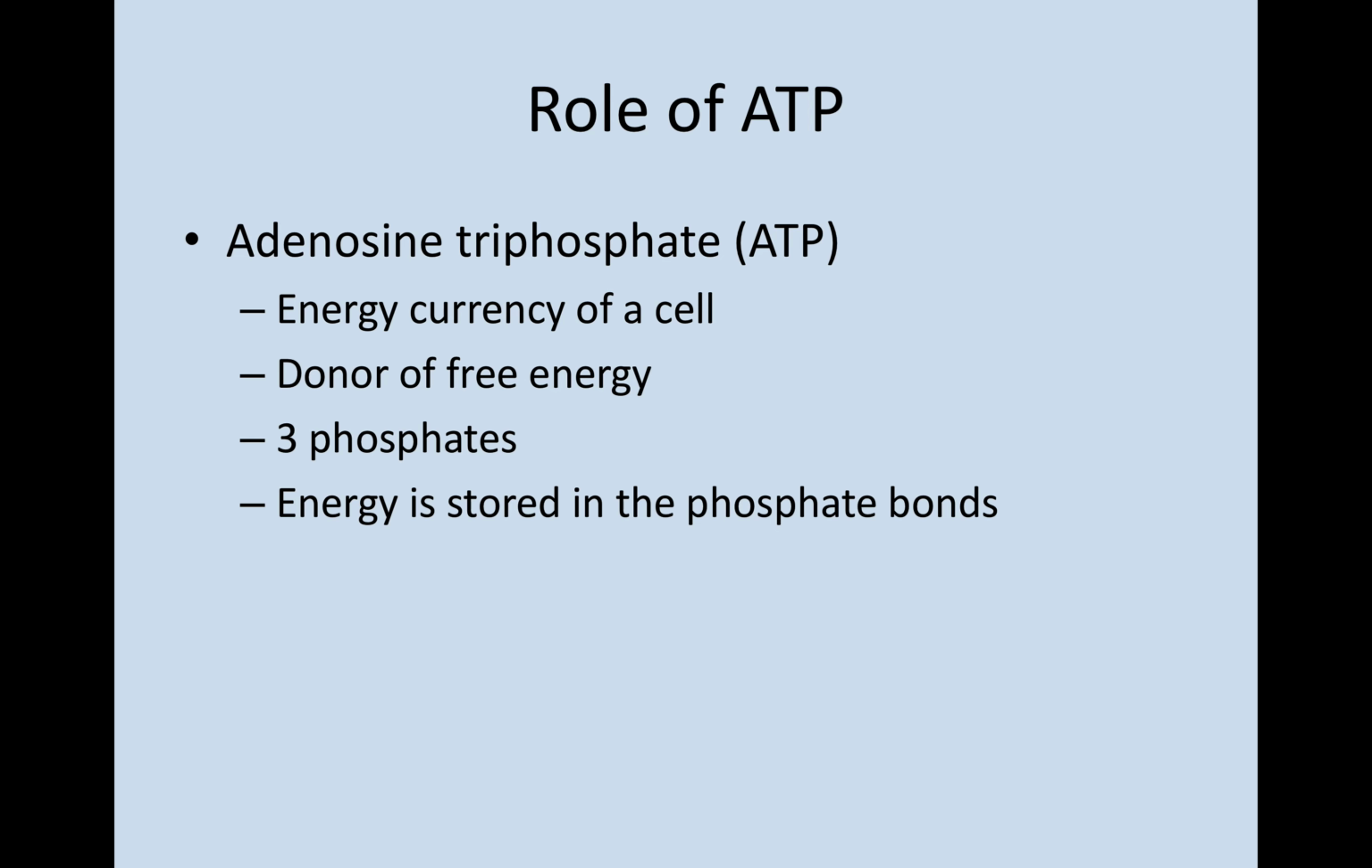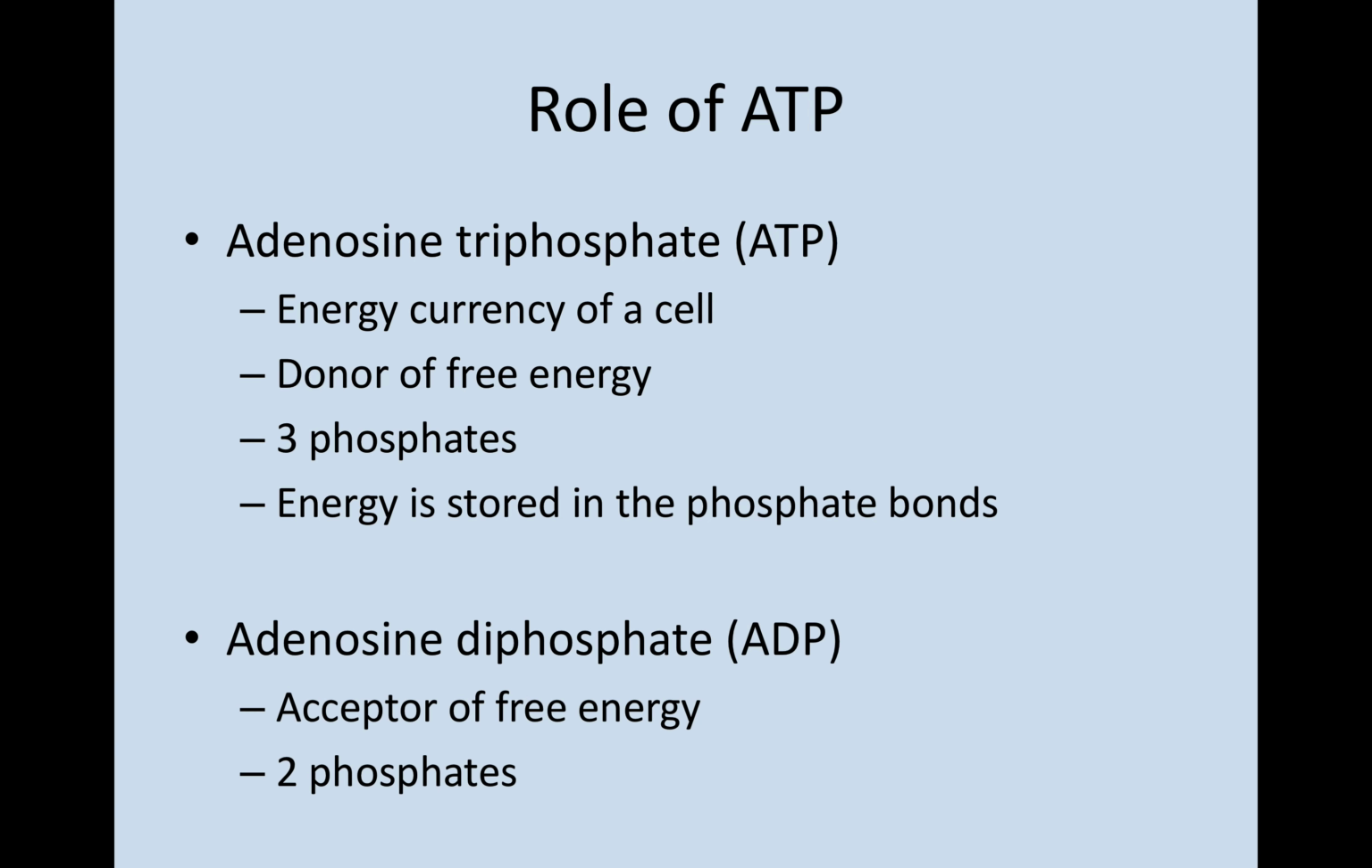So ATP is the energy currency of the cell. It's a donor of free energy. There are 3 phosphates associated with ATP, and energy is stored in the phosphate bonds. I like to think of ATP as kind of like a charged battery. Everybody's familiar with a battery. You have them in your cell phones. And when the battery in your cell phone is fully charged, it's full of ATP, so to speak.